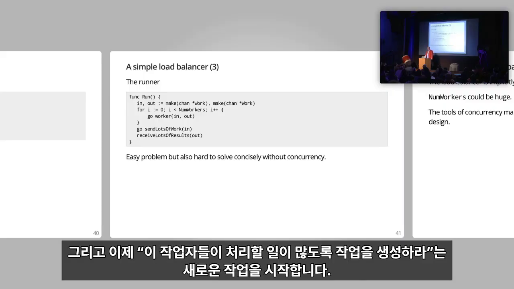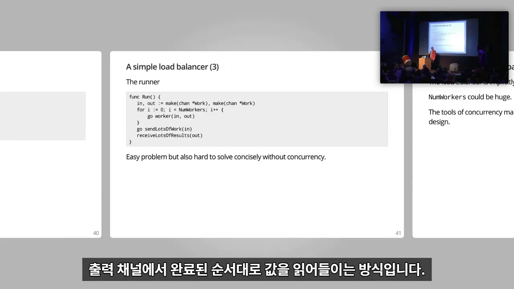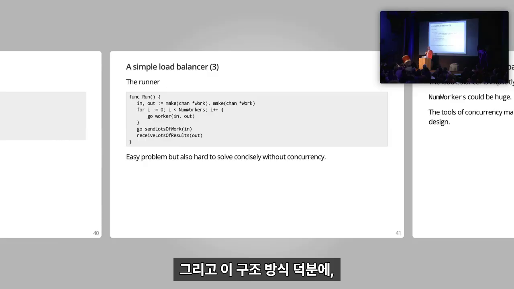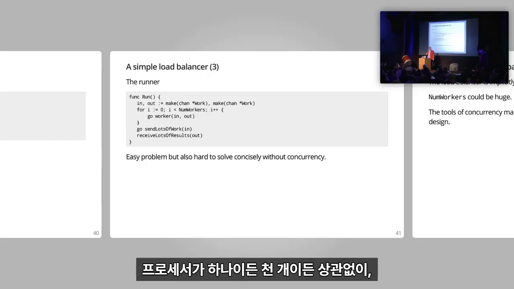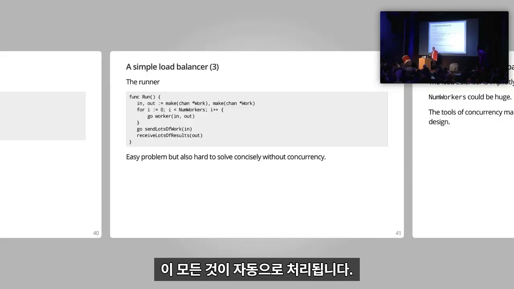And then you start another job up that says generate lots of work for these guys to do. And then you hang around in this function called receive lots of results, which will read the values coming out of the output channel in the order that they complete. And because of the way this thing is structured, whether you're running on one processor or 1,000, the job will run correctly and completely and will use the resources well. It's all taken care of for you.